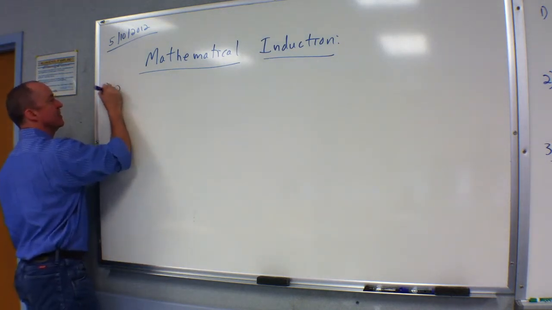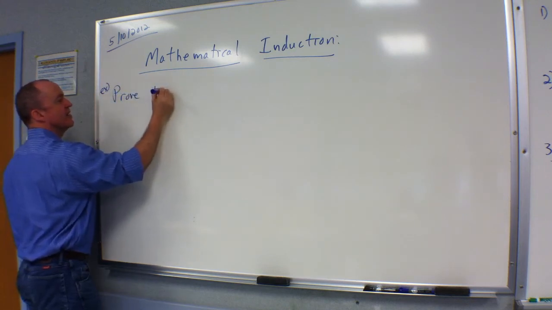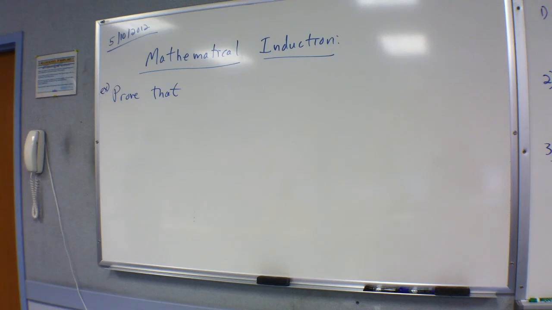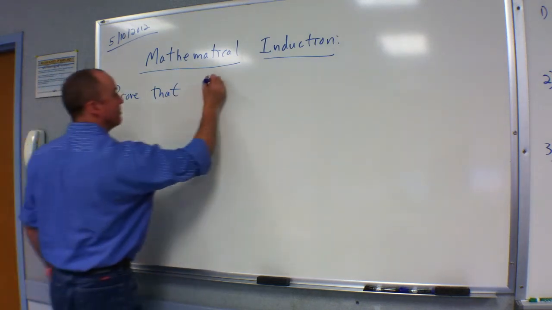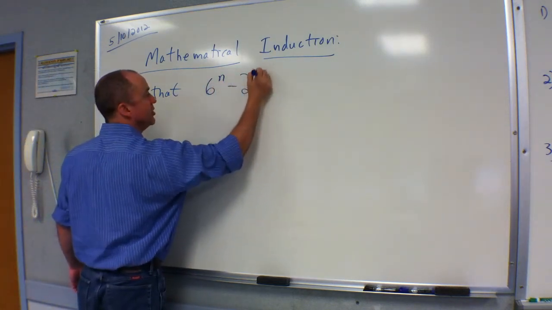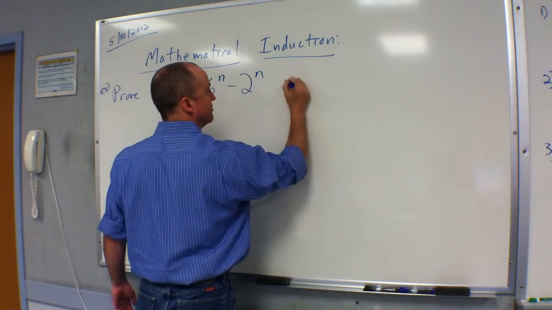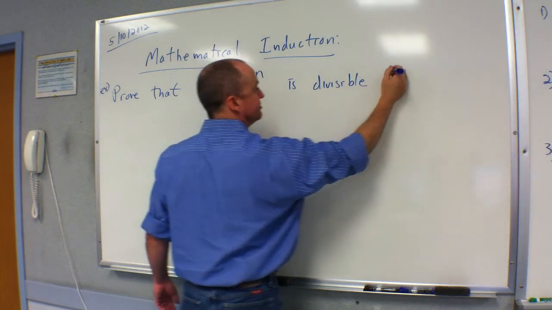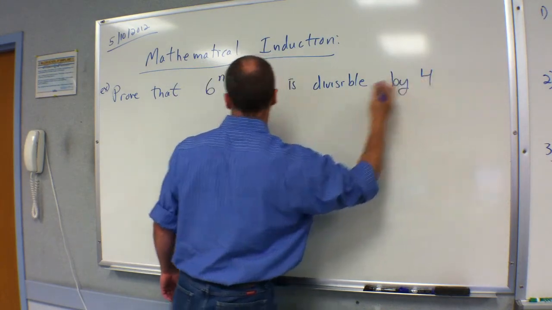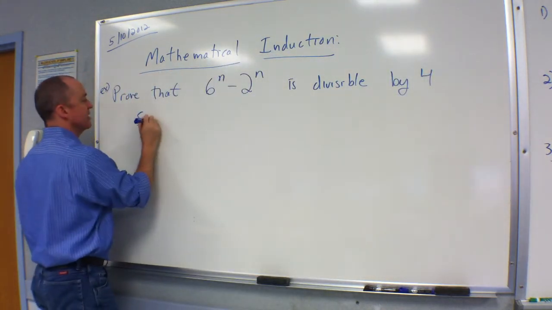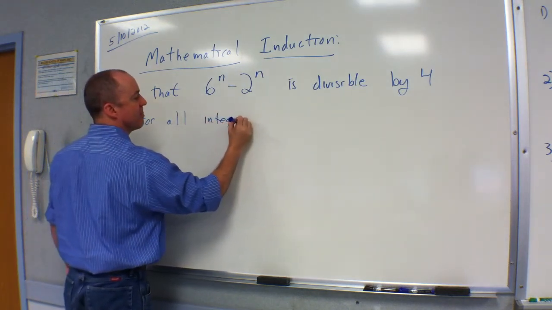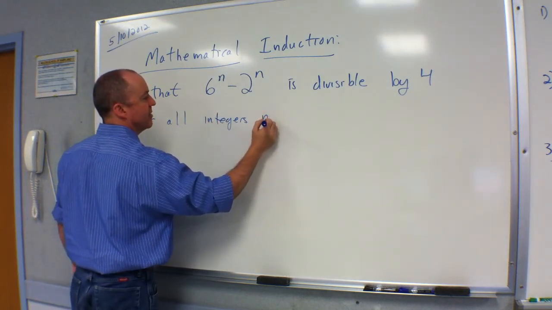New example. Prove that 6 to the n minus 2 to the n is divisible by 4 for all integers n.